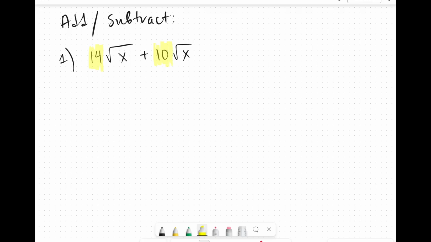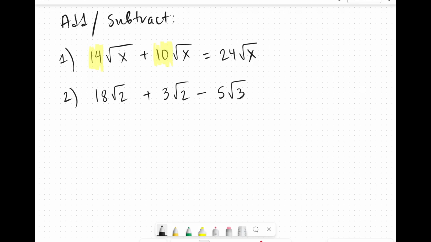Clearly here you have identical square roots of x in each term. So all you have to do is add 14 and 10, which will make 24, and you keep the radical that was next to those two the same. Here's another addition and subtraction.